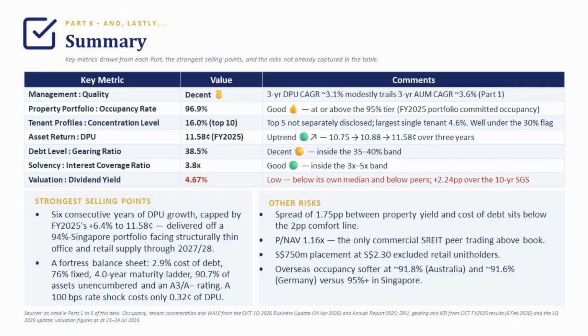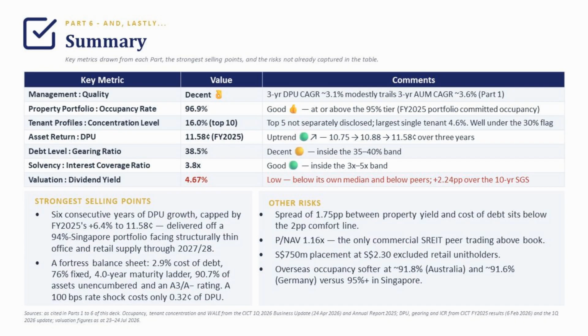This operational stability, generated by high occupancy and low concentration risk, is what has mathematically permitted the distribution per unit to scale consistently. Which we see in the historical data. Exactly. The data tracks a clear 3-year uptrend, moving from 10.75 cents to 10.88 cents to the current 11.58 cents over the observation period. We will now report the precise balance sheet metrics that support this physical portfolio.